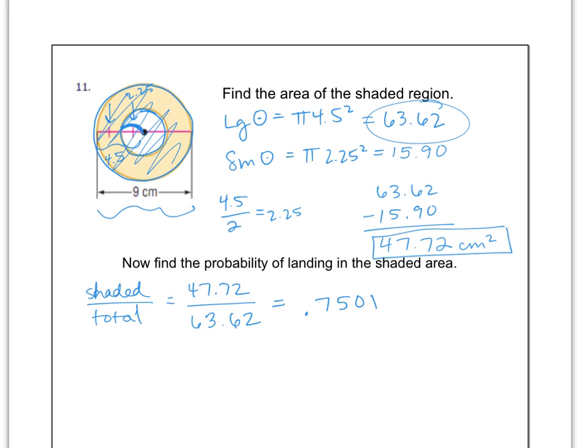0.7501, we'll say. But what I'm going to do is I'm going to move that decimal back 2 spots, and I have a 75.01% chance of hitting the shaded area. If I was going to throw a dart, there's a 75% chance it'll land in the shaded spots.